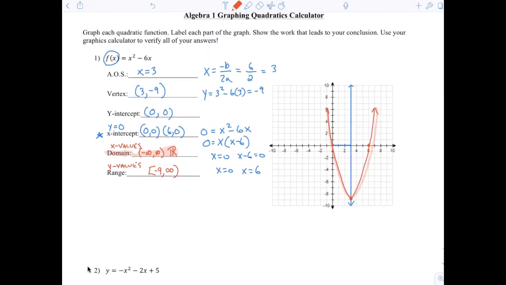So I want everybody now to take out your calculator. Everybody type in x squared minus 6x. Come on, let's go. Everybody type that in, please. Now, everybody look at the graph and see if it's graphed correctly. Is that correct? Correct. All right.